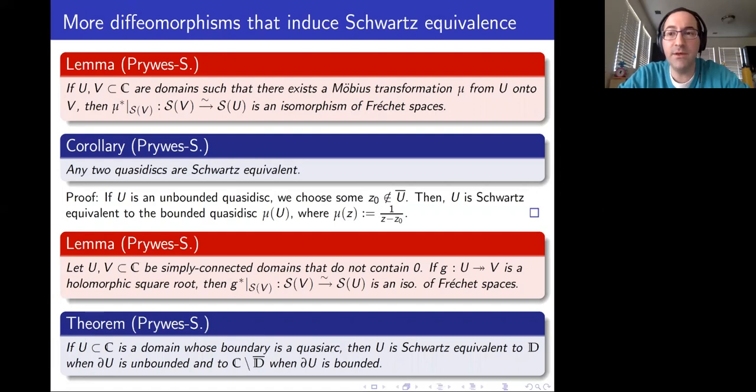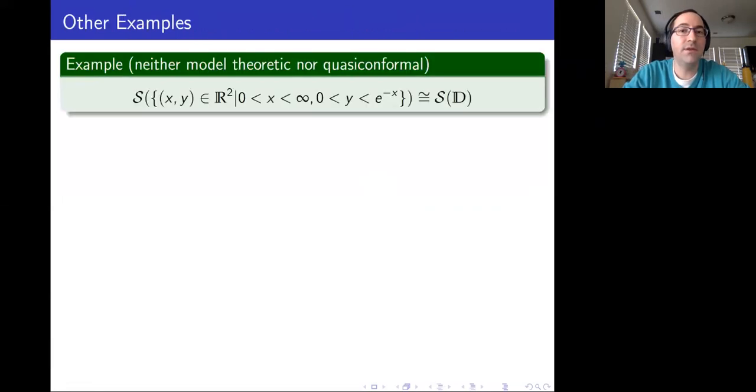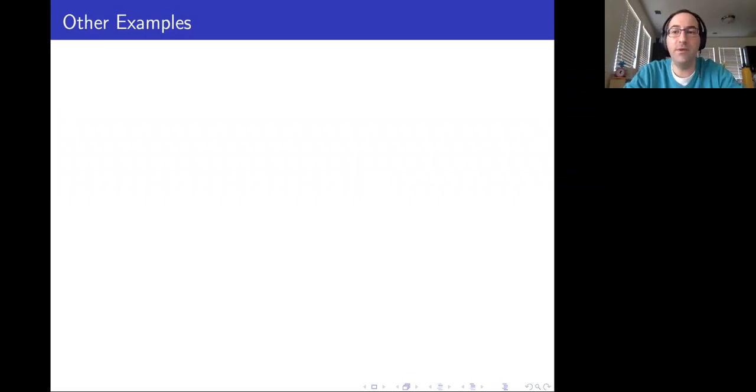Okay, now let me finish by showing some other examples and non-examples that are kind of new. So we saw, before I show you this example, two examples, right? The first example was related to model theory. We said if we have something that is definable in a polynomially bounded or o-minimal structure, then this diffeomorphism must induce Schwartz equivalence. And we saw a different approach, that is, if we have something that is in the quasi-conformal world, then we can also say it induces Schwartz equivalence.